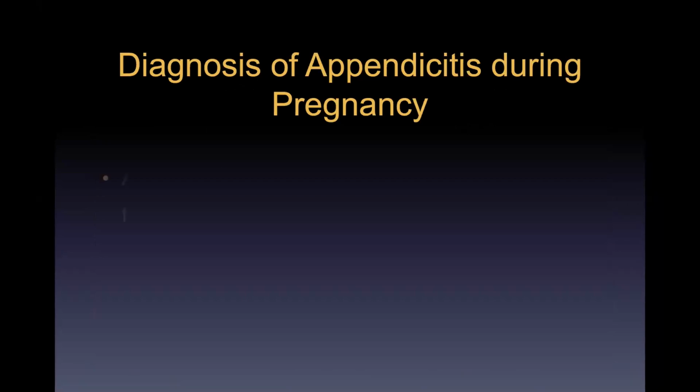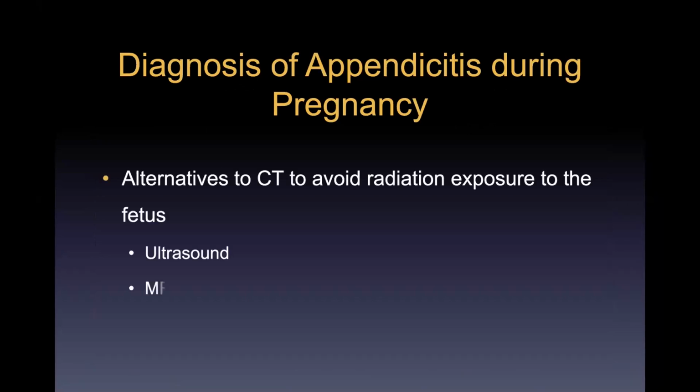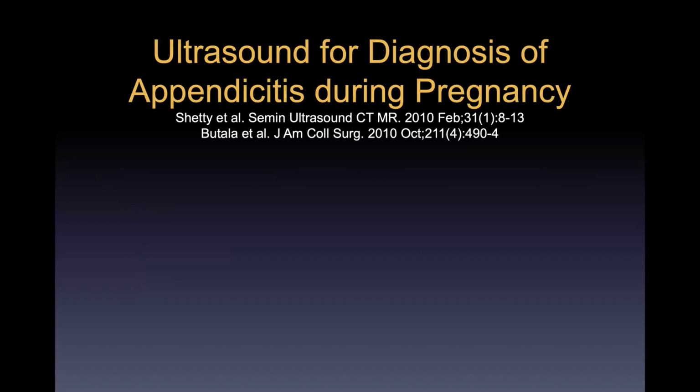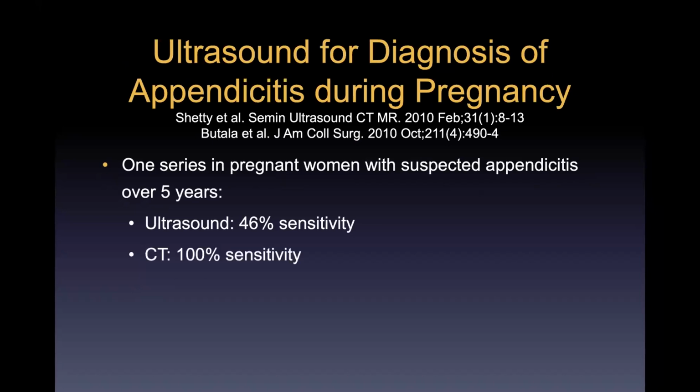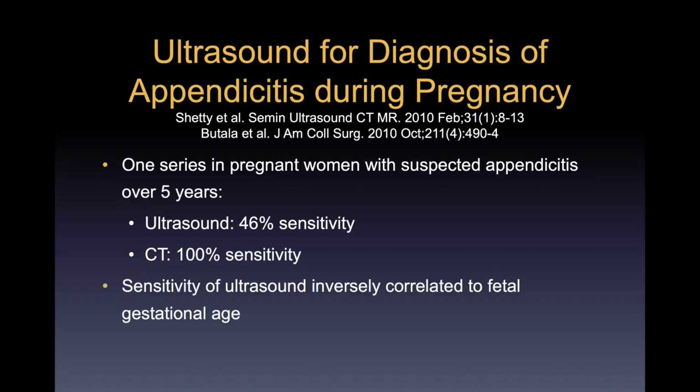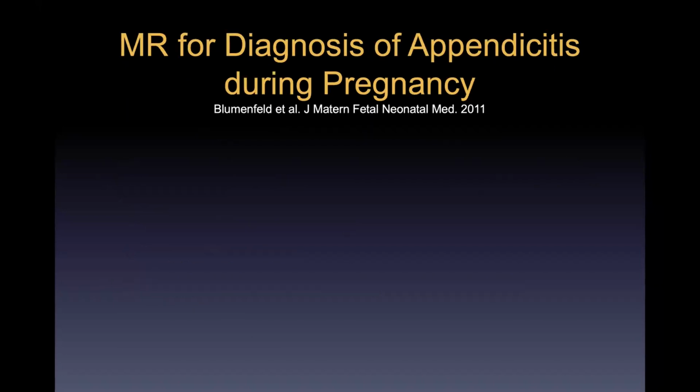So that leaves us with a couple of options. We can either do ultrasound or we can do MR. For ultrasound, I always like to quote this study from 2010 where they looked at pregnant women with suspected appendicitis over 5 years. Ultrasound only had a 46% sensitivity. In the same series, CT had 100%. And not surprisingly, the sensitivity of ultrasound was inversely correlated to gestational age. So the more pregnant they were, the worse ultrasound performed. Also, of course, it is operator dependent.